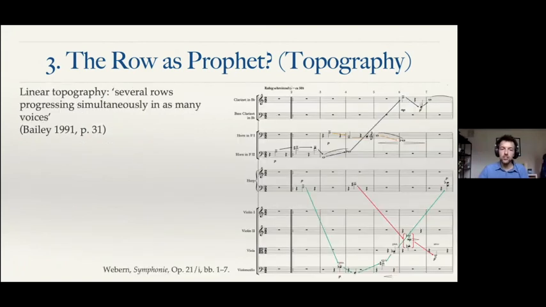The alternative is to use linear topography, in which, quote, several rows are progressing simultaneously in as many voices. So you can see here, the first movement of the symphony, we've got 4 different sets of row forms in the different colors, all unfolding simultaneously at once and cutting across different instrumental parts. So operating almost as a kind of background structure.